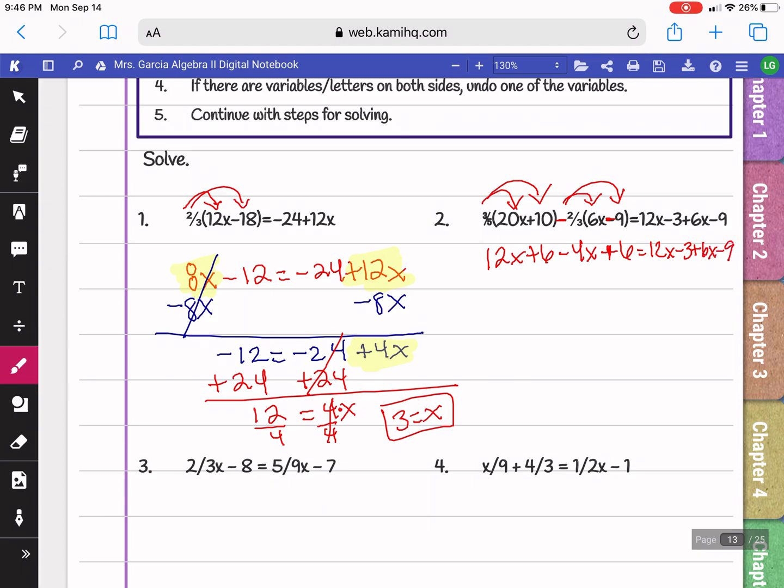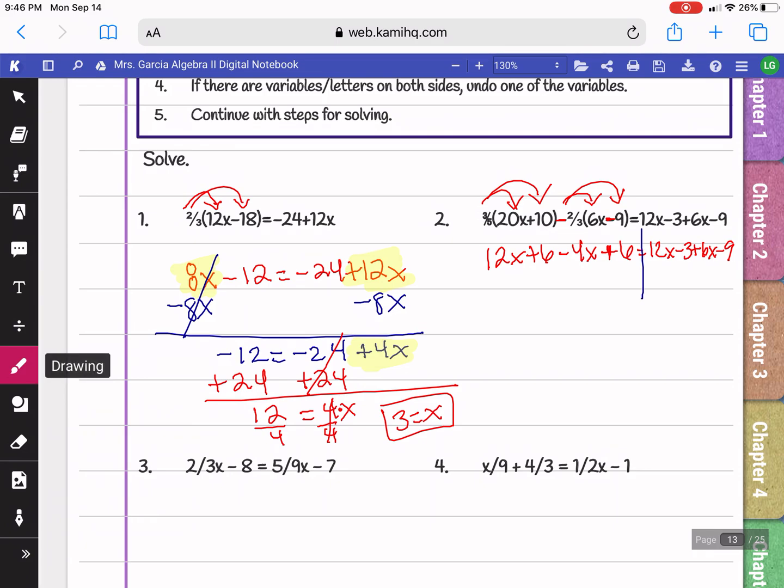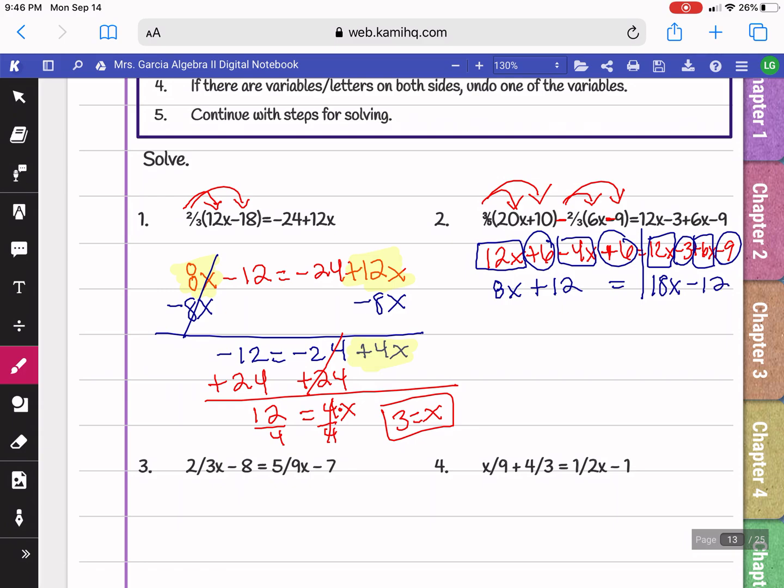This problem has a lot of terms, so we're going to need to simplify or make smaller on each side. So if you look at your left side, I can combine 12x minus 4x to get 8x. And 6 plus 6 to get 12. On the other side, we can combine 12x plus 6x to get 18x. And negative 3 and negative 9 is negative 12. So I made my side smaller.